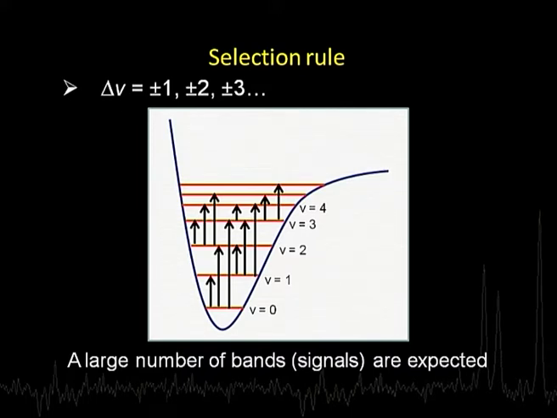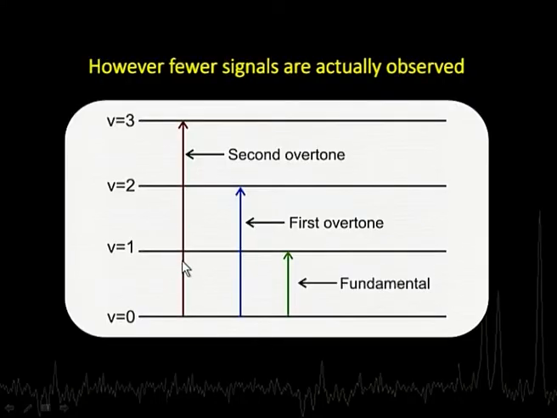It is not true because only a few of these transitions are actually observed. Theoretically speaking, all the transitions I just mentioned are allowed; that is, the selection rule permits them. But what we actually observe is only a few of them. The one we observe is the transition from level V is equal to 0 to V is equal to 1, and this is termed the fundamental vibration.